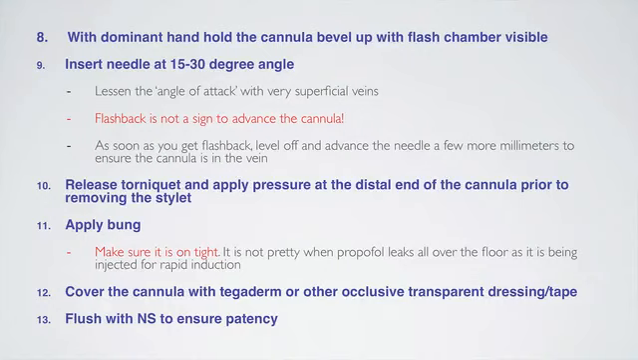Once you've applied adequate pressure, apply the bung and make sure it's on tight. It's not pretty when propofol leaks all over the floor as the anaesthetist is injecting propofol into the cannula. It makes a mess, and it is particularly a nuisance when the anaesthetist wants to do a rapid sequence induction, which just means they're trying to anesthetize the patient very quickly and obtain an airway very quickly. So if you're not getting a full dose of propofol into the patient's vein, the anesthetic process is much slower.